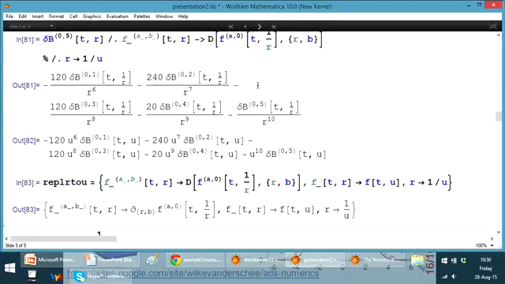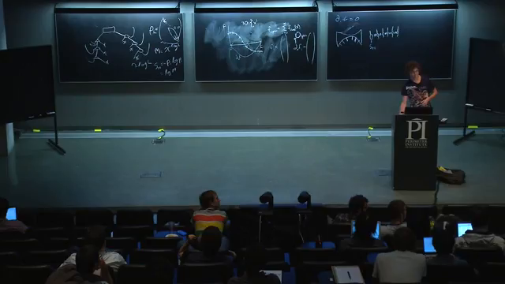Sorry? You could also do it slightly faster. You can do f underscore t and r goes to, so remove the derivative stuff.